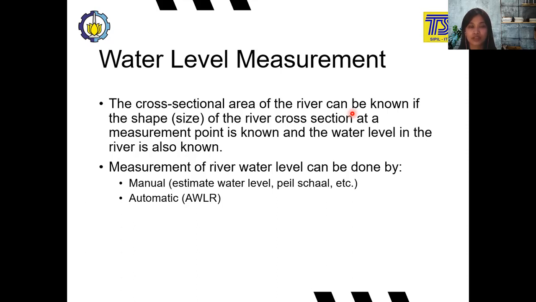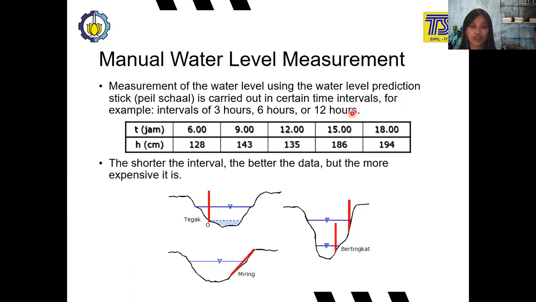The cross-sectional area of the river can be known if the shape or the size of the river cross-section at a measurement point is known, and the water level is also known. So besides calculating the cross-sectional area, we also need to measure the water level in those river sections, by using the manual or automatic measurement. For the manual measurement, the measurement is done with a staff gauge, which is called a pale shell. And this pale shell is used at certain time intervals, for example, every 3 hours, 6 hours, and 12 hours.